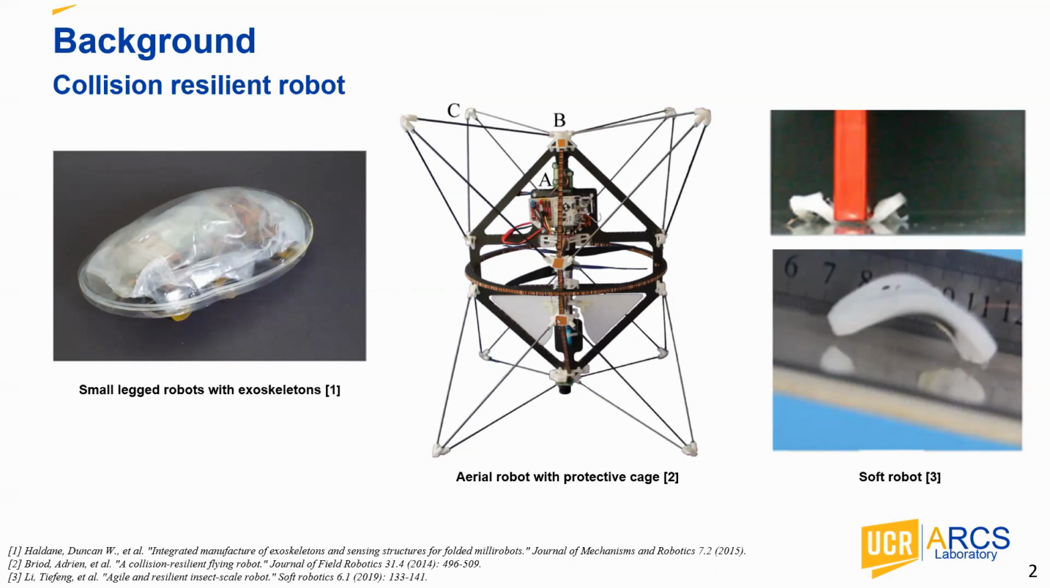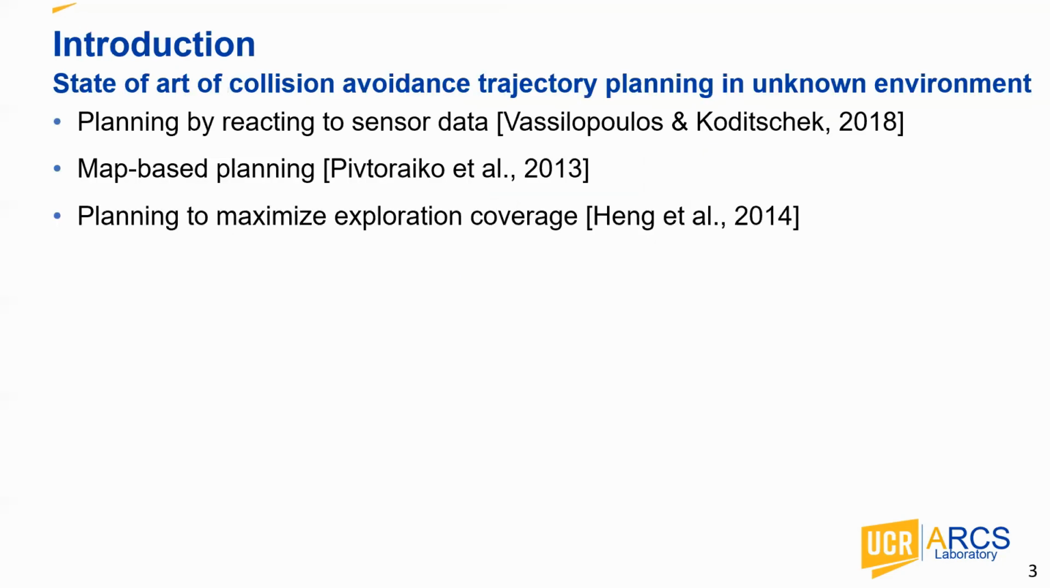At the same time, recent advances in material science and mechanical design have helped introduce robots that can safely withstand collisions. For example, small legged robots with exoskeletons, aerial robots with protective cages, and soft robots. Conventional planning and navigation strategies have used geometric representations of boundaries to define collision-free paths with convergence guarantees.